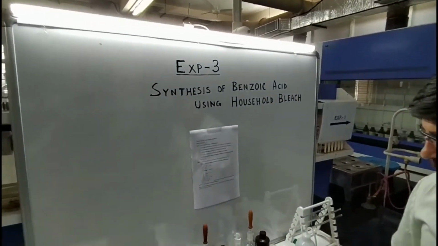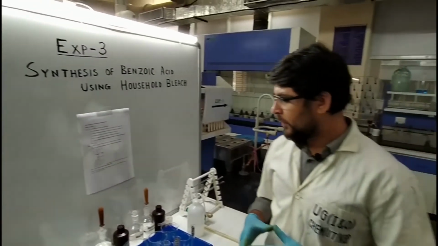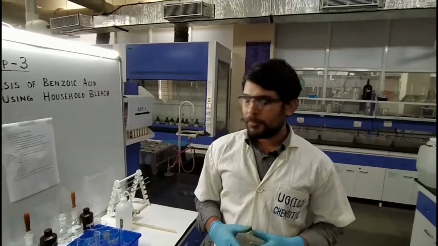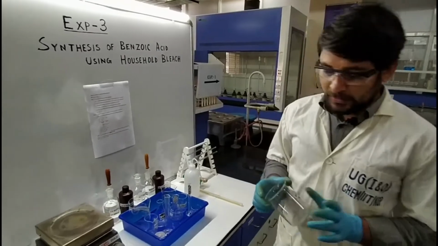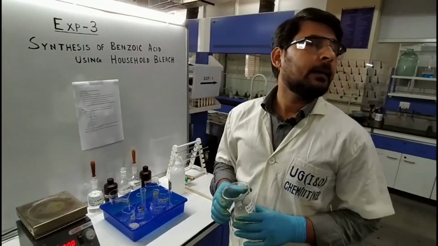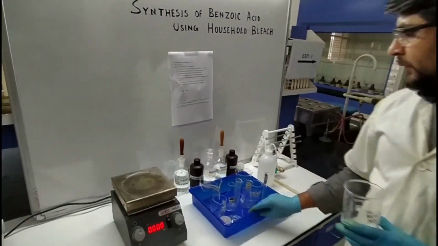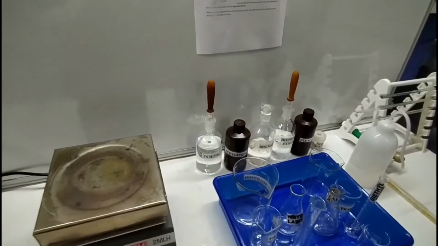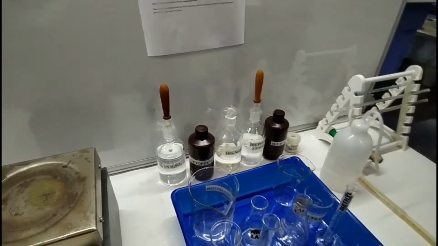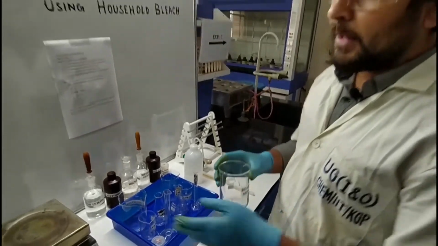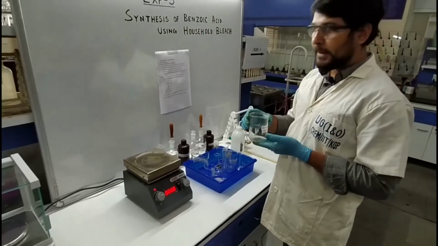So to synthesize benzoic acid, or to prepare benzoic acid, what do we have to do? First of all, we have to perform a reaction. For that reaction some chemicals are needed, and all the chemicals are present over here. We have to perform the reaction above this hot plate, in this reaction mixture beaker.